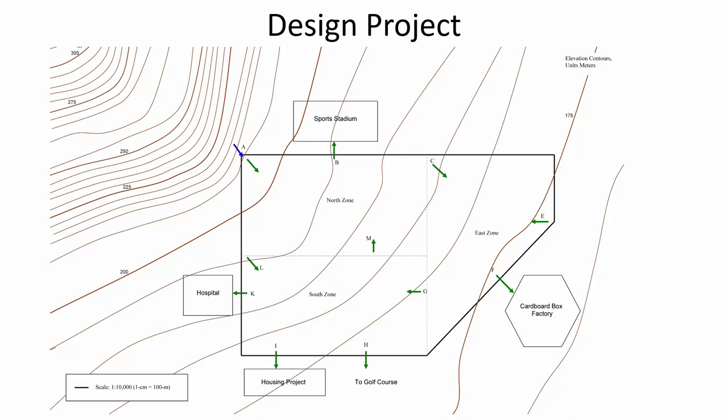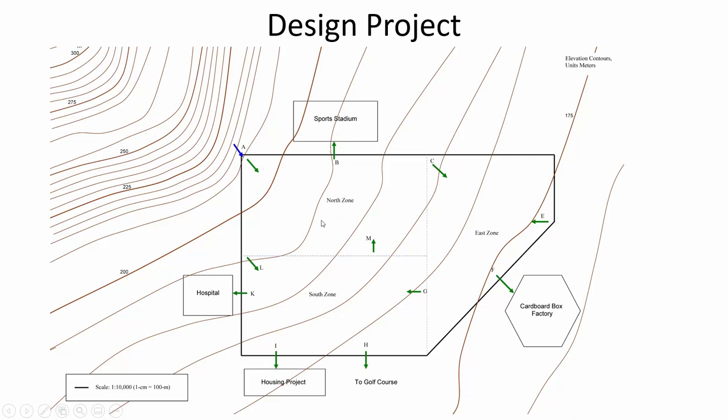This hypothetical city is going to have 3 different zones, a north zone, south zone, east zone, and then outside of these city limits, there are a couple of point demands of water, a sports stadium, cardboard box factory, a golf course, a housing project, a hospital. Any place there's a green arrow, that's where water is going to be coming out of the network. Now, these thick black lines aren't necessarily where you have to put the pipes. These thick black lines just represent the city limits, and then these dashed blue lines represent the boundaries between zones. So where you have to deliver water is the green arrows.